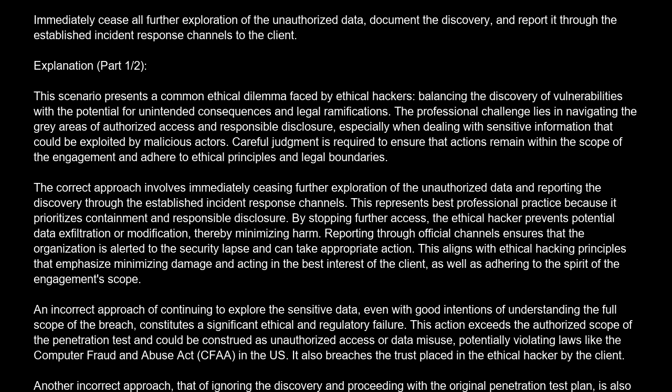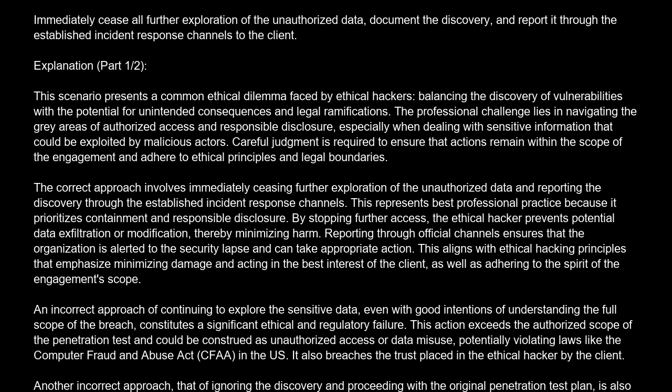This represents best professional practice because it prioritizes containment and responsible disclosure. By stopping further access, the ethical hacker prevents potential data exfiltration or modification, thereby minimizing harm. Reporting through official channels ensures that the organization is alerted to the security lapse and can take appropriate action. This aligns with ethical hacking principles that emphasize minimizing damage and acting in the best interest of the client, as well as adhering to the spirit of the engagement scope.